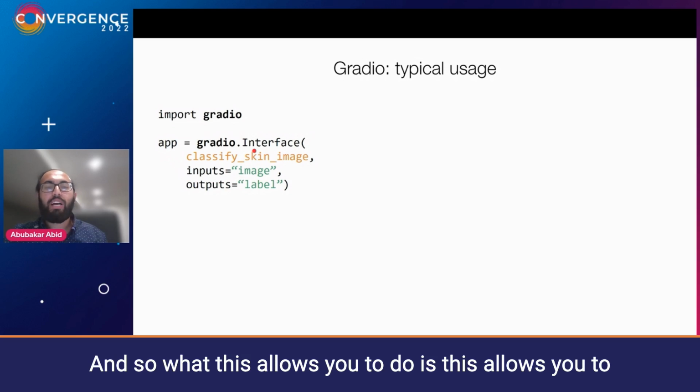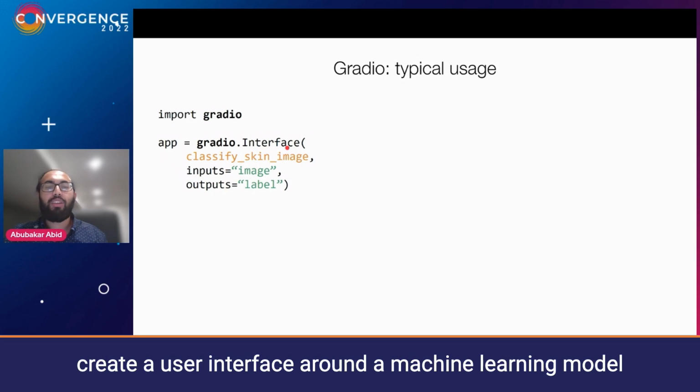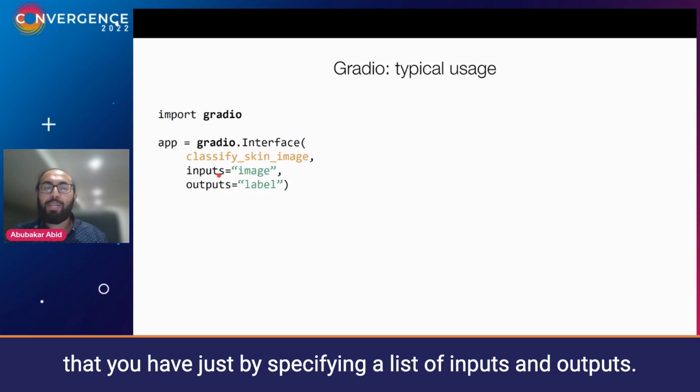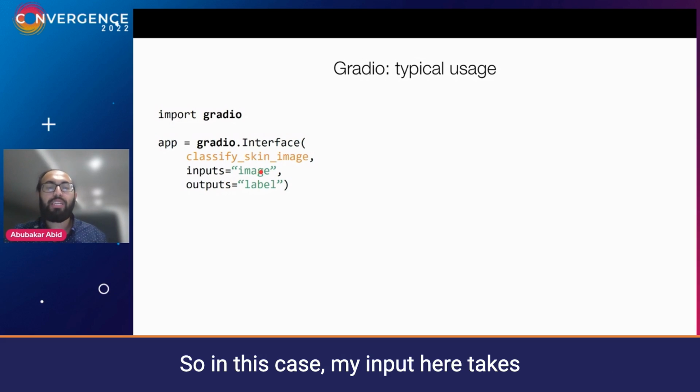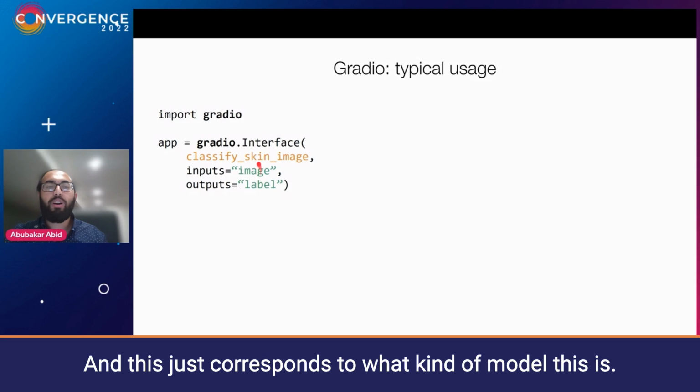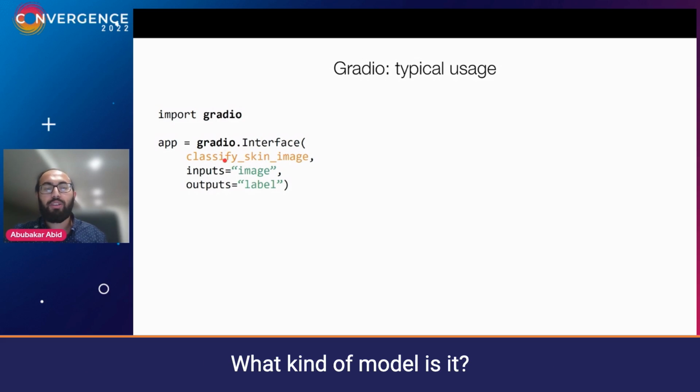And what this allows you to do is create a user interface around a machine learning model that you have just by specifying a list of inputs and outputs. So in this case, my input takes in an image, and the output is a label. Okay, and this just corresponds to what kind of model this is. Okay, what kind of model is it? It's a skin image classifier.